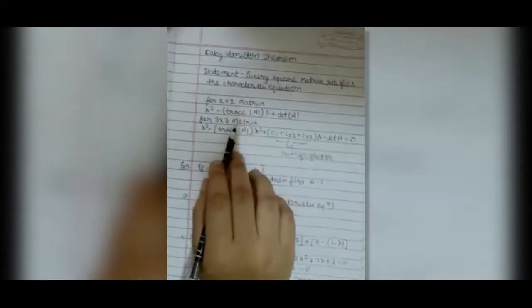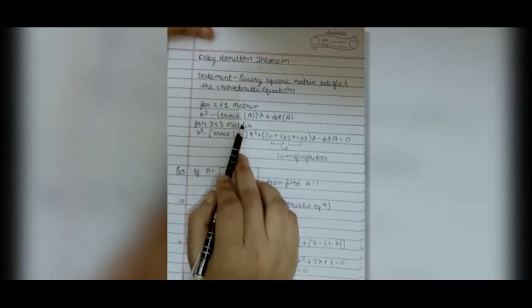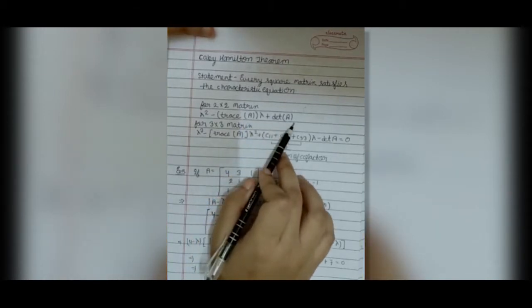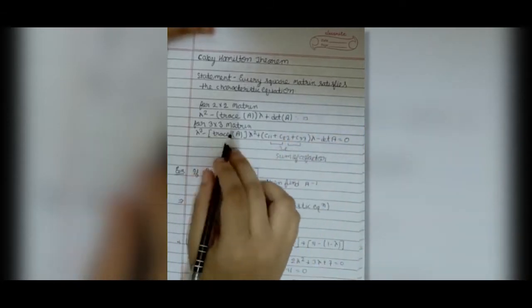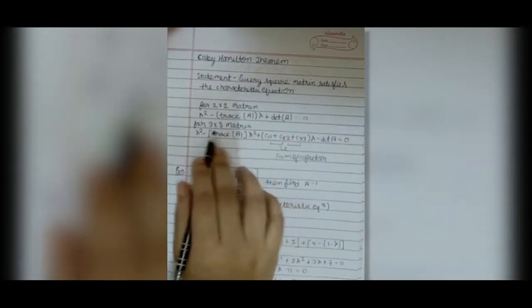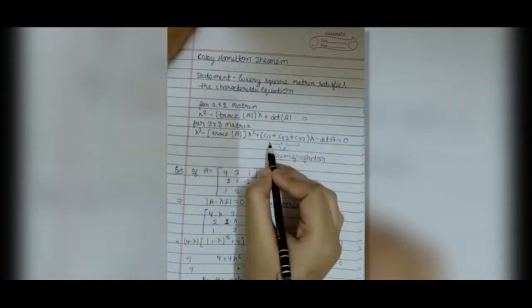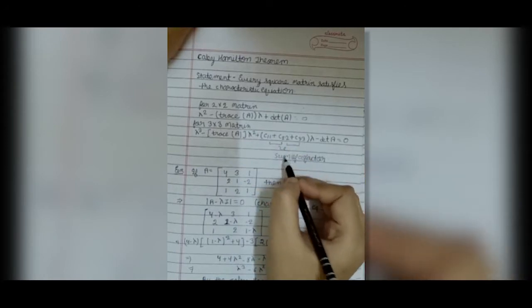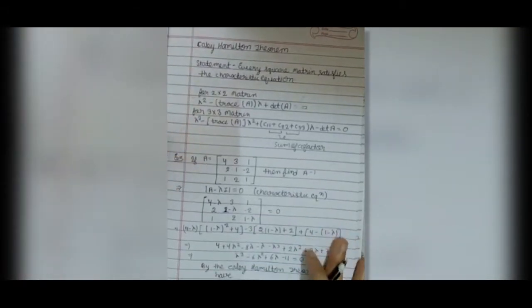And you note down this formula for a 2 cross 2 matrix: lambda square minus trace of A into lambda plus determinant of A equals to 0. And for a 3 cross 3 matrix, this is the formula. Trace, you know, is the sum of diagonal elements, and C11, C22, C33 are the corresponding cofactors. You know how to find a cofactor, you have learned in your lower classes. So just note down these two formulas. Now I'll explain Cayley Hamilton through an example.